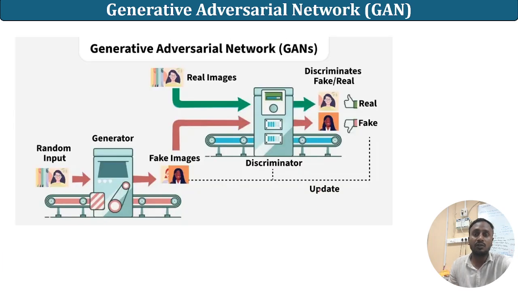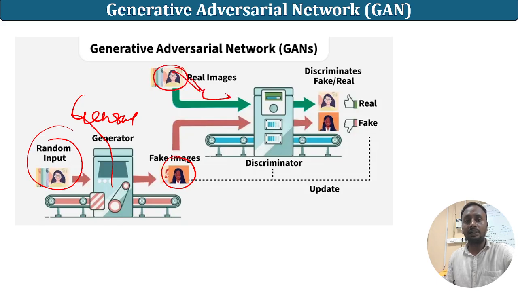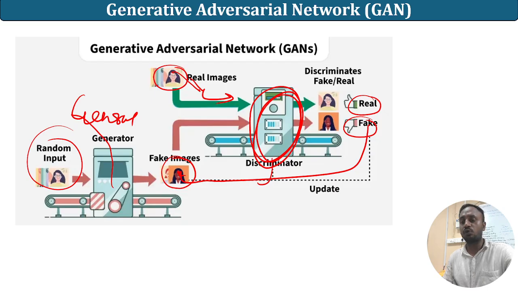So how is it going to work? We have the random input, which goes to the generator. It produces the fake image, and we give the original real image. Then we have the discriminator, and we update it. If it is real, fine. If it is fake, we go back again, try to improve the model, and we get the actual image. So this is how the GAN works.